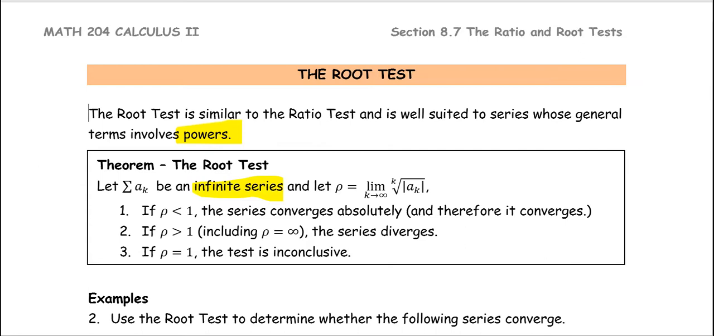Case 1. If the rho value is less than 1, the series converges absolutely. Therefore, it converges. Case 2. If rho is greater than 1, including rho equals infinity, the series diverges. The last case, if rho equals 1, this test is inconclusive.